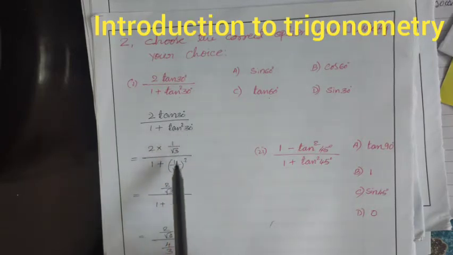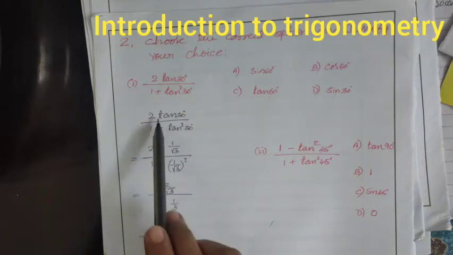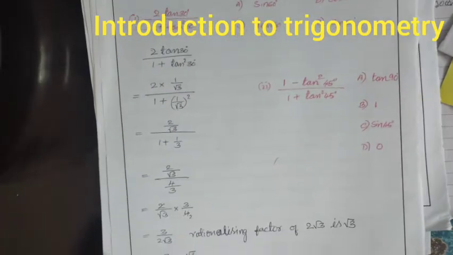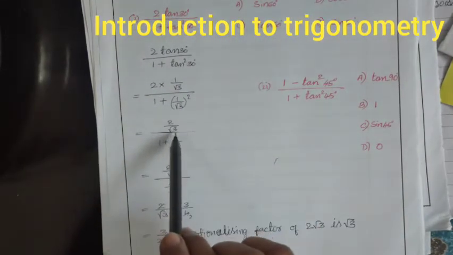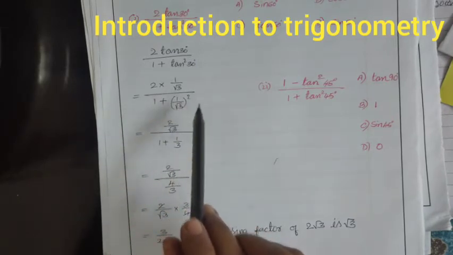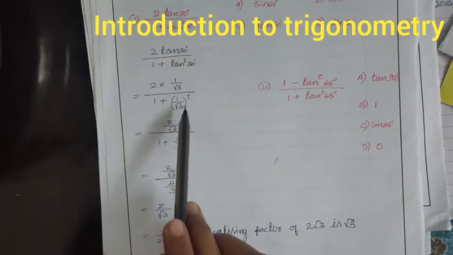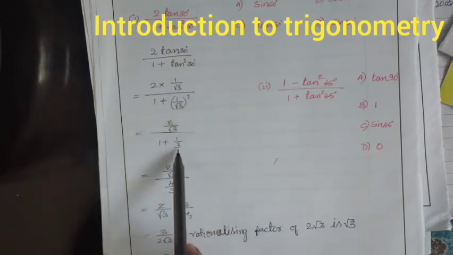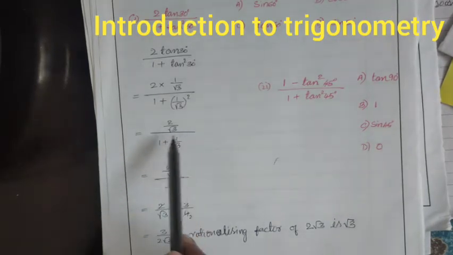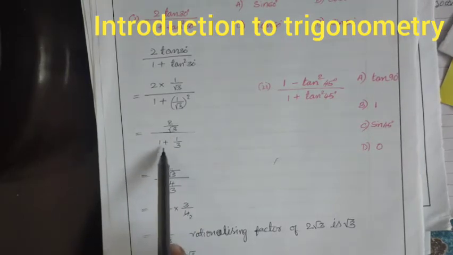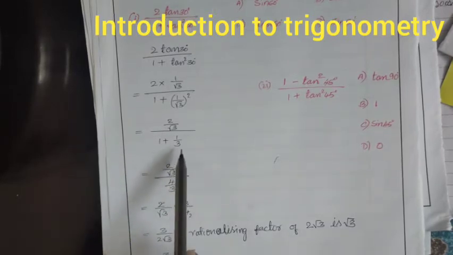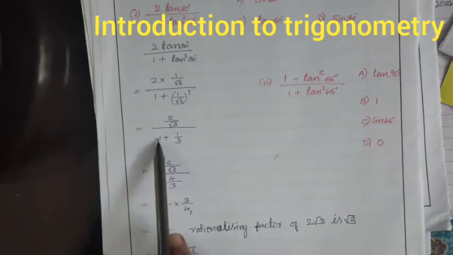Here is the square, so you put the square term here. Here is the 2, so you multiply by the 2. Now look at this one. 2 into 1 by root 3 is 2 by root 3. And 1 plus, squaring this 1 by root 3, is 1 by 3. Square of root 3 is 3, square of 1 is 1, that's why it is 1 by 3. Now look at this denominator. The denominator is 1 plus 1 by 3, so you can cross multiply. The LCM is 3. Cross multiply this one.